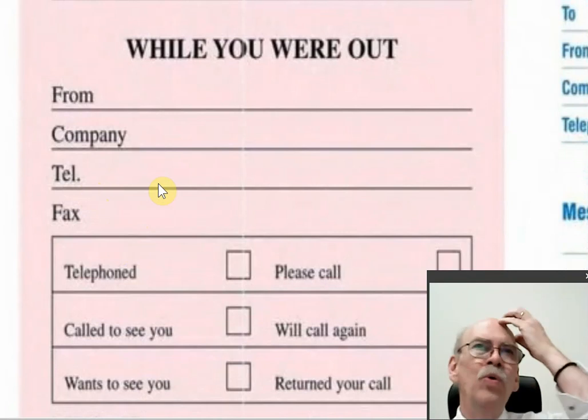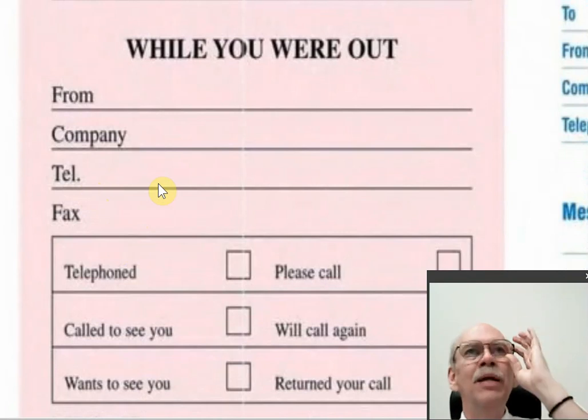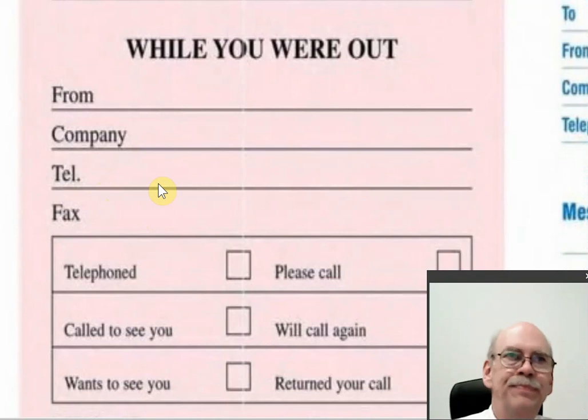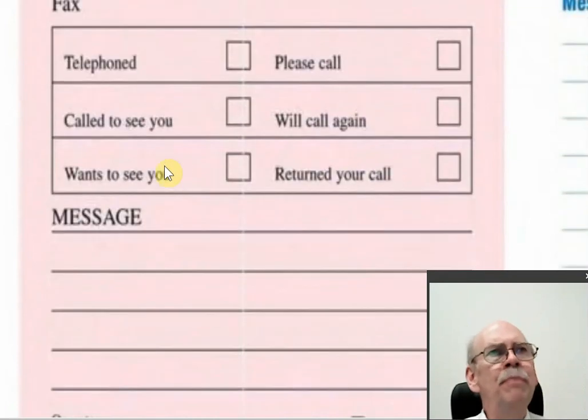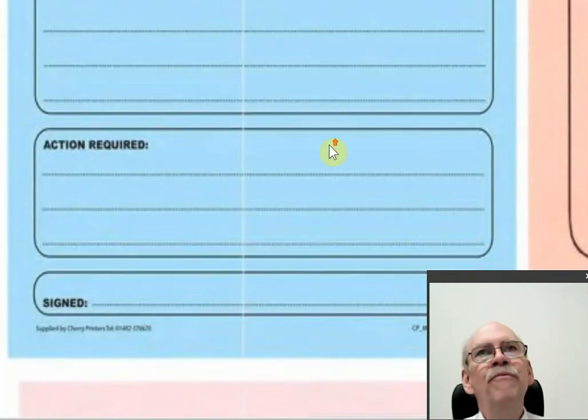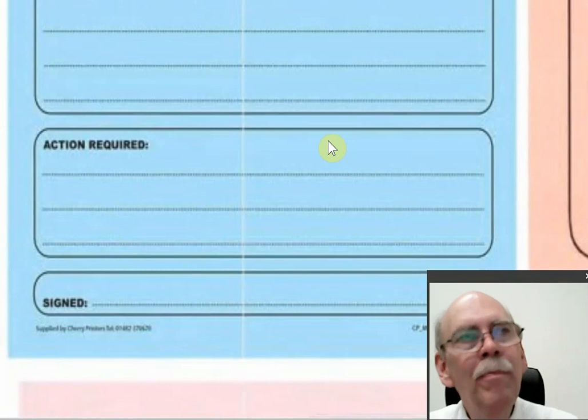Now these are old forms, so it doesn't say anything about email. So maybe you would want to ask somebody about their email address, or somebody wants to tell you their email address. Same kind of checkboxes, telephone, came to see you, wants to see you. Please call, we'll call again, and returned your call. Take a message. The operator, the person who took the message. And so again, we have four forms, and they're much the same.